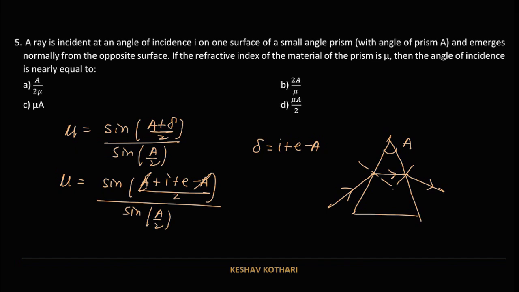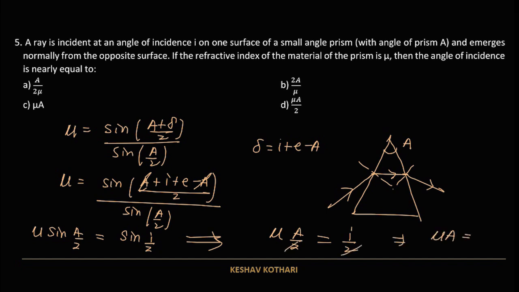So this reduces to mu sine A by 2 is equal to sine i by 2. Now for small angles, if I use the small angle approximation which the question is talking about, I can write mu A by 2 is equal to i by 2, that is mu A equal to i. So for this particular problem, if you look at the options, the third alternative is correct, that is mu A. Let us move to the next problem.